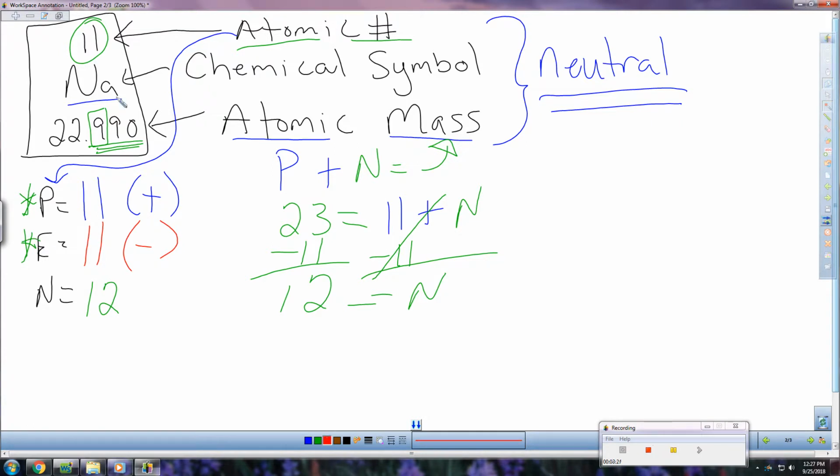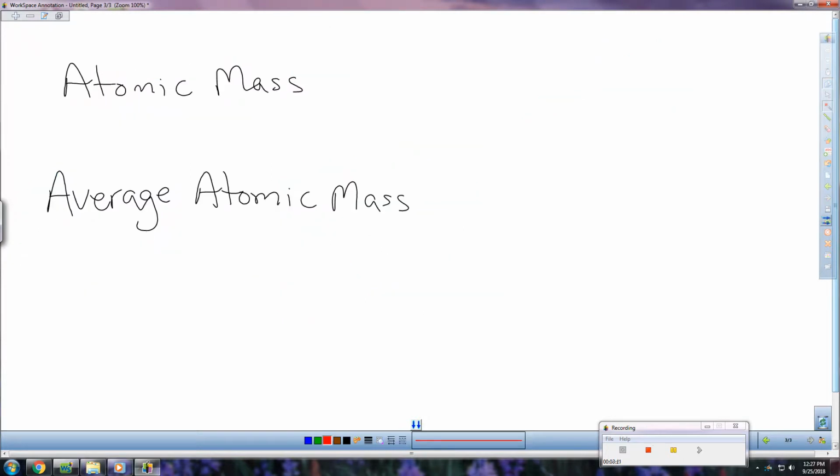The chemical symbol is a one to two letter representation of the element that we are using, and the atomic mass is the number of protons plus the number of neutrons. Moving forward, a couple other things that we need to know. Atomic mass, again, is equal to the number of protons and the number of electrons. Tells us what the atom is.